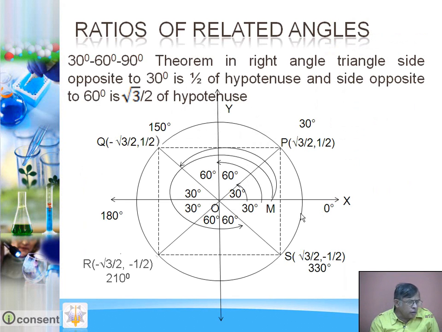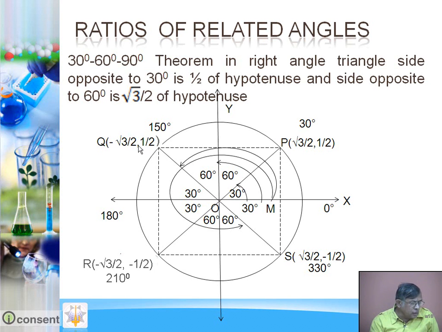Now ratios of related angles. See that this is a unit circle, O is the center, and P is a point. This angle POX is theta, and therefore the coordinates of P are root 3 by 2, 1 by 2. Now its image in the y-axis is on the negative side of the x-axis, so only the x coordinate becomes negative and the y coordinate remains as it is. So minus root 3 by 2, 1 by 2.